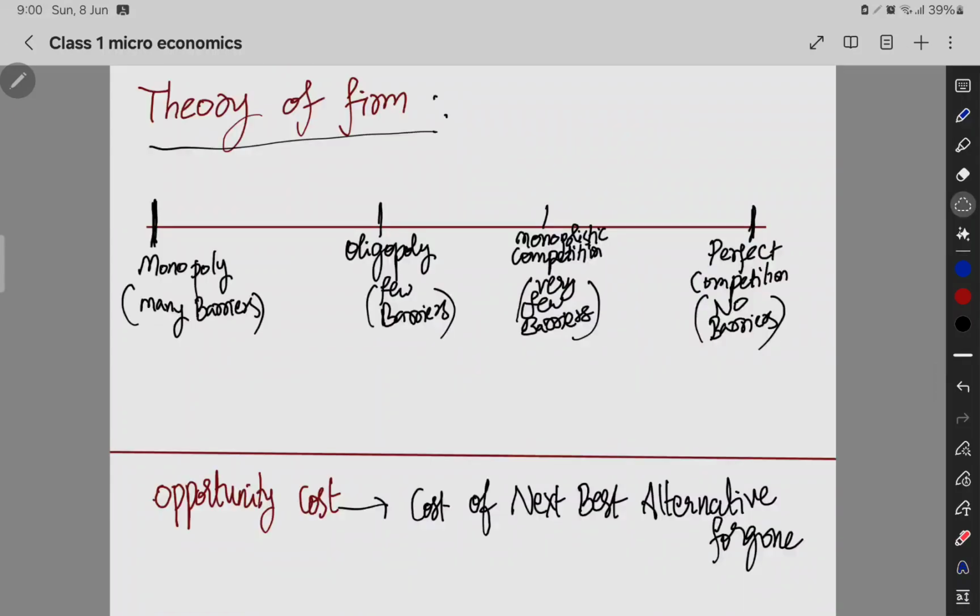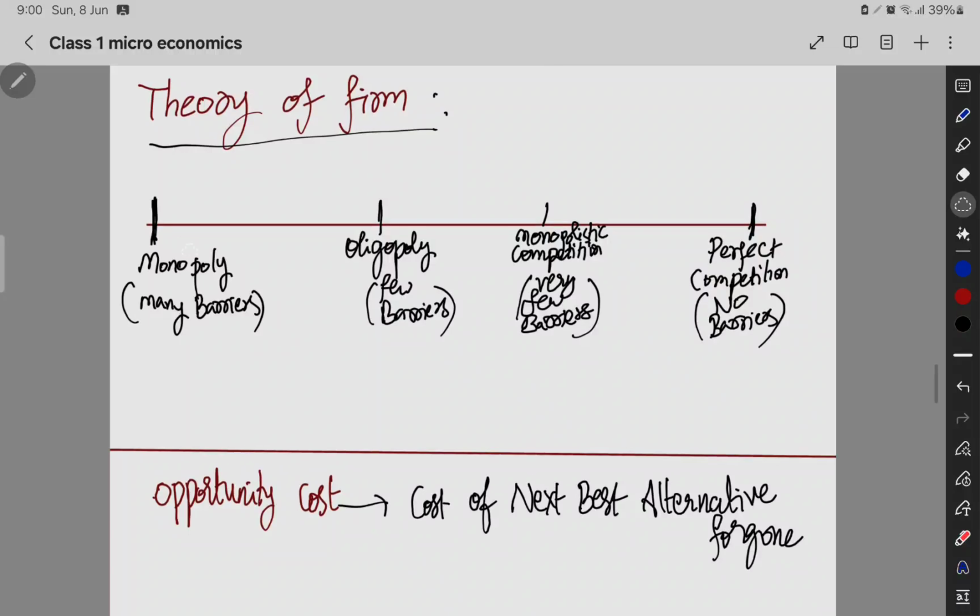Now let us check the theory of what is a monopoly and what is monopolistic competition. They are different, definitely different. In monopoly there are many barriers because patent rights are used, and that particular company is not allowing any other competitors in the market. That is monopoly. And when it comes to oligopoly, there are few barriers.